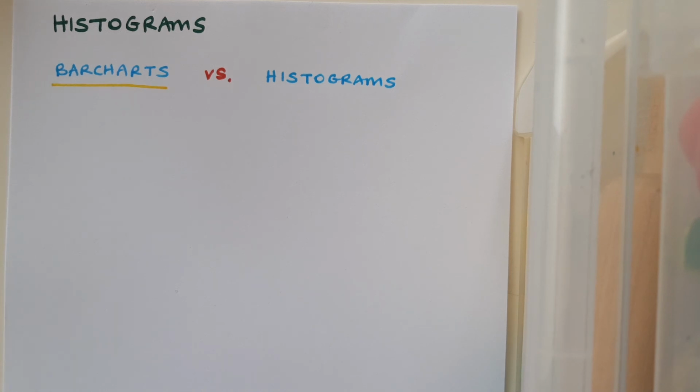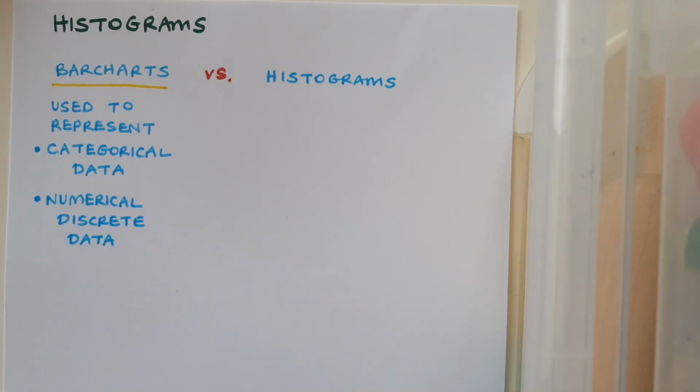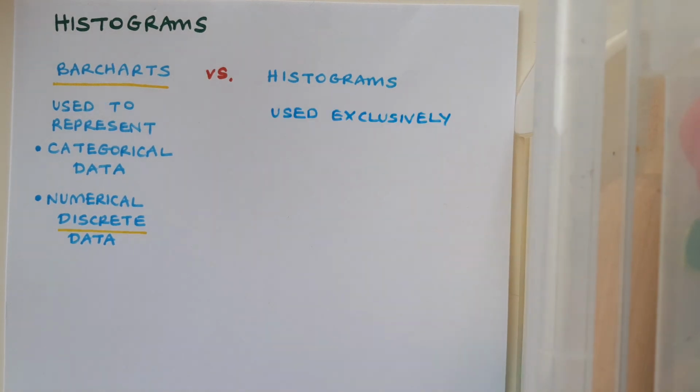This video is about representing data graphically, and it's mainly about histograms. The first thing that I want to do is just clear up what the difference is between bar charts and histograms. First of all, bar charts can be used to represent categorical data of either type or numerical discrete data, but only discrete. On the other hand, histograms are used exclusively for numerical continuous data.